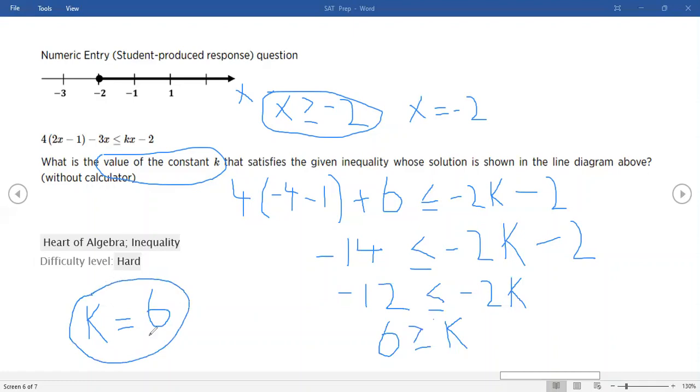Okay. All right. I hope that helped. Let me know if you have any questions at all. But k equals 6 is the final solution.